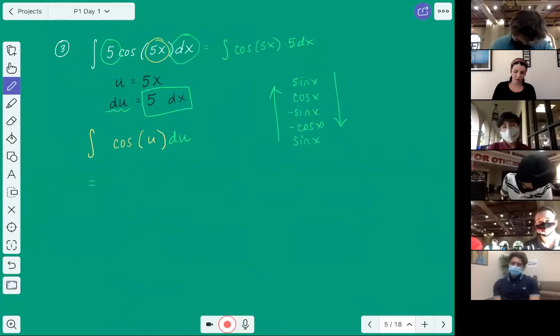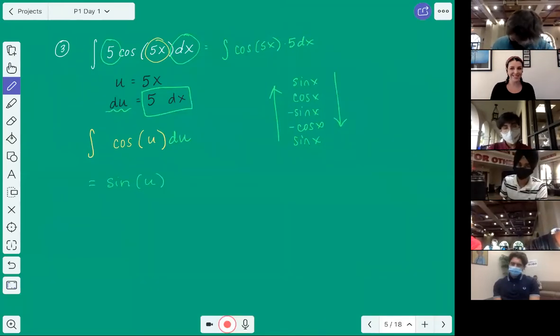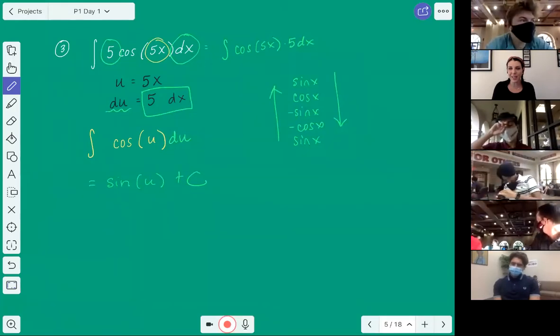Sine. So sine of what? Sine of u, and then what else? Isn't that it? What are we missing? Oh, plus C. Plus C! Don't forget your plus C's. Sine of u plus C. So make sure you have that plus C there.